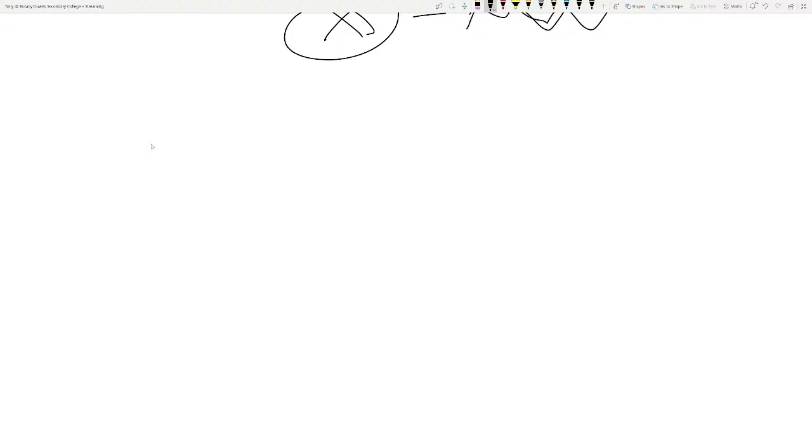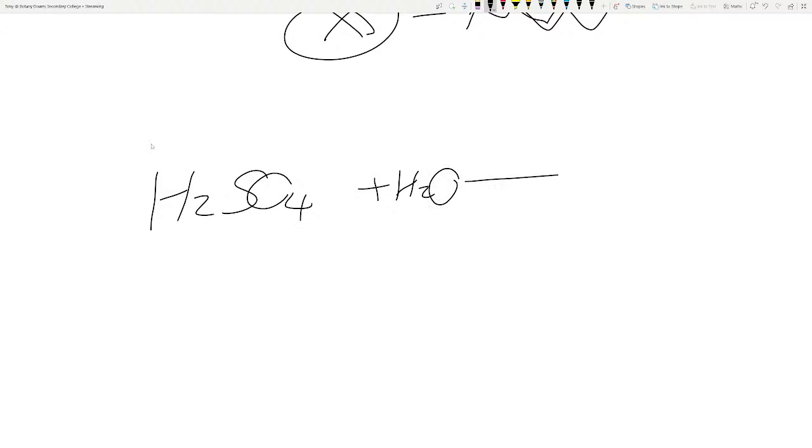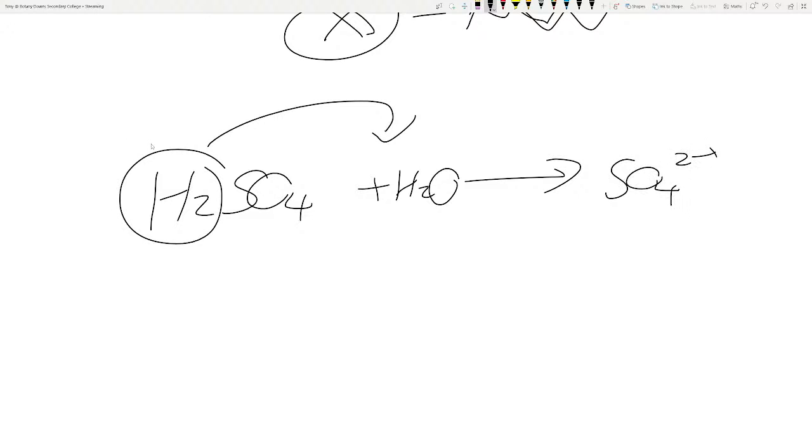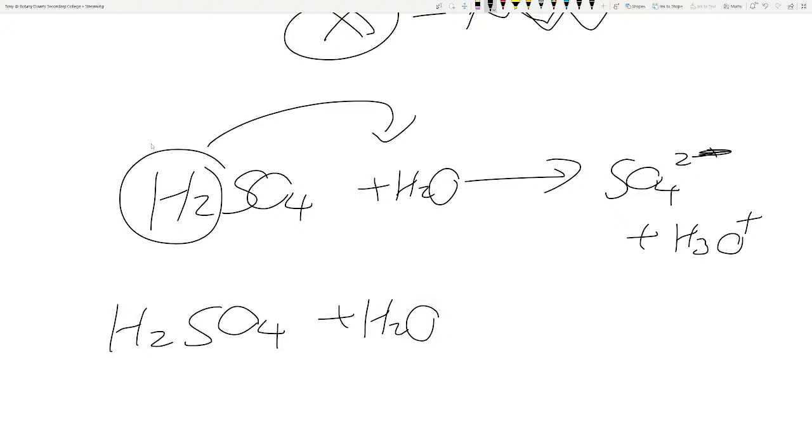Why is the product of H2SO4 in the presence of water SO4? Well, it's not SO4, it's SO4 2-. Because you need to give away both of the H's, so it's SO4 2- plus H3O+, and you do this in 2 steps, okay? Let's do this in 2 steps. It's actually not a bad question.